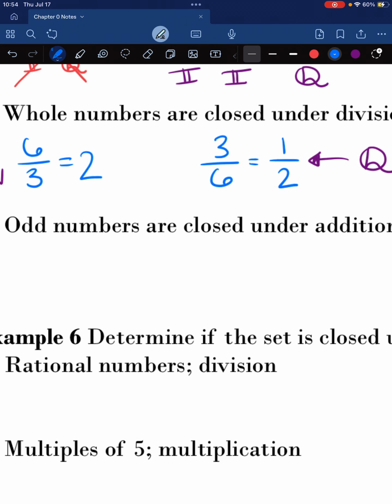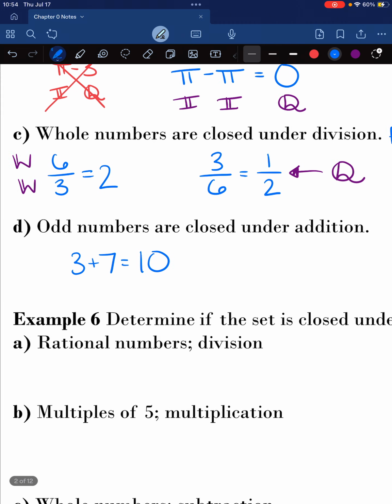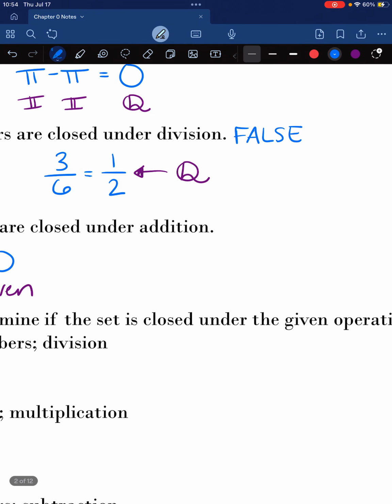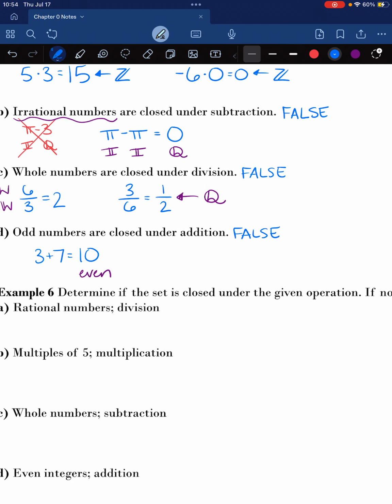Okay, odd numbers are closed under addition, so I can pick any two odd numbers. 3 plus 7. 3 plus 7 is in fact not odd. My answer there is even. So that was pretty easy to prove false. In fact, any two odd numbers will add to an even number.